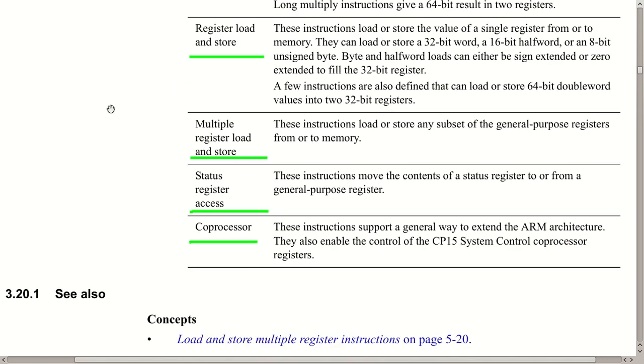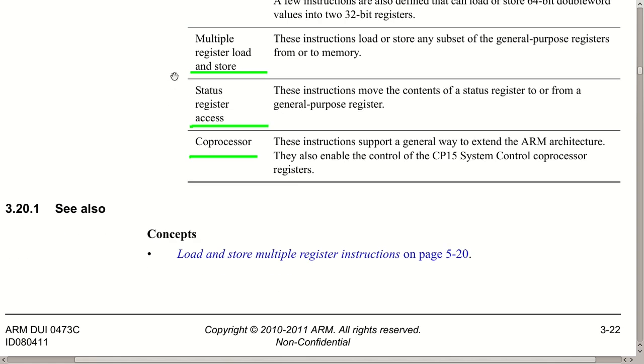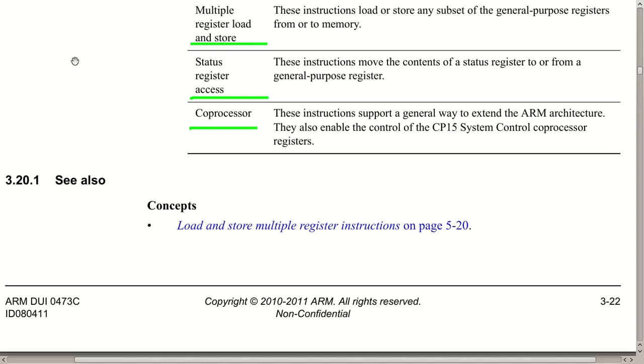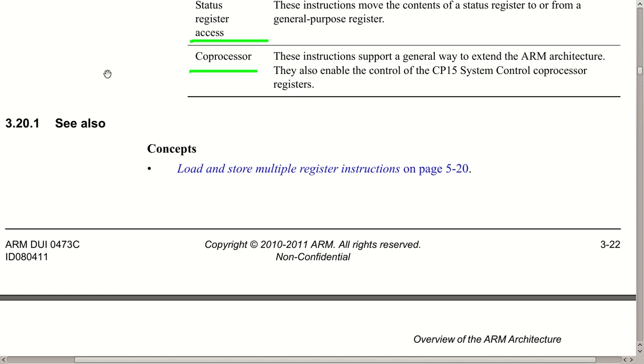Then we have register load and store instructions. These instructions load or store the value of a single register from or to memory. Then we have multiple register load and store instructions. These instructions load or store any subset of the general purpose registers from or to memory. Then we have status register access instructions, where we can access the CPSR flag bits. Then we have some co-processor instructions which are used to give additional features in ARM architecture.